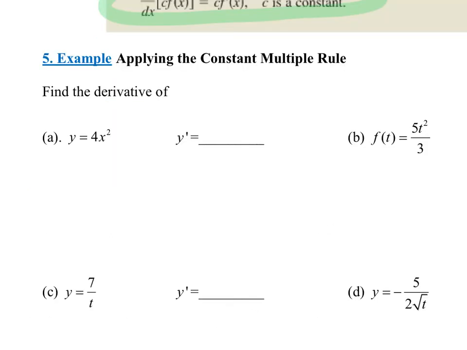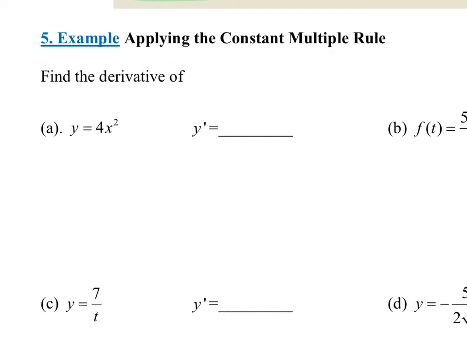Which actually directly leads into our next problem, which is find the derivative of y equals 4x squared. So again, if we want to find the derivative of 4x squared, what we're going to do is find y prime would then be 4 times the derivative of x squared. Well, the derivative of x squared is 2x to the 1.